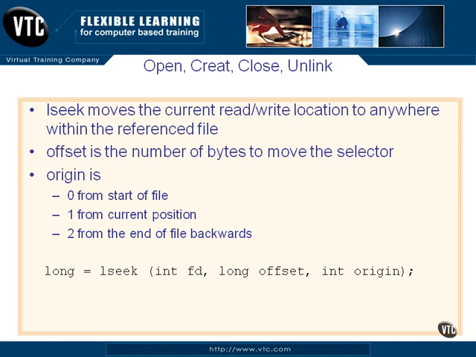The offset in the lseek call is the number of bytes to move the selector. Now when you first open a file, the selector is at the beginning of the file. So then you have to select an origin. And the origin can be 0, that we're going to take an offset jump from the start of the file. If the origin is 1, we are going to move forward a number of bytes.